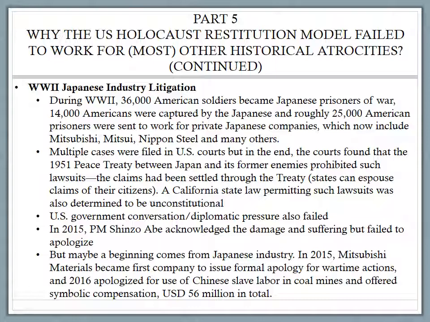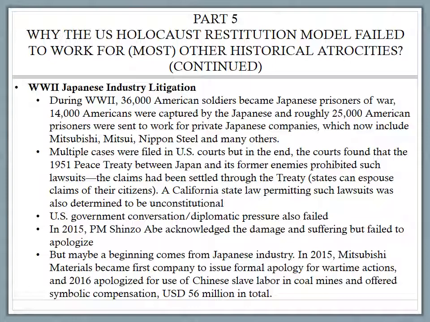What about using the Holocaust restitution model for Japanese industry reparation cases? During World War II, 36,000 American soldiers became Japanese prisoners of war. 14,000 Americans were captured by the Japanese, and roughly 26,000 American prisoners were sent to work for private Japanese companies, which now include Mitsubishi, Mitsui, Nippon Steel, and many others.